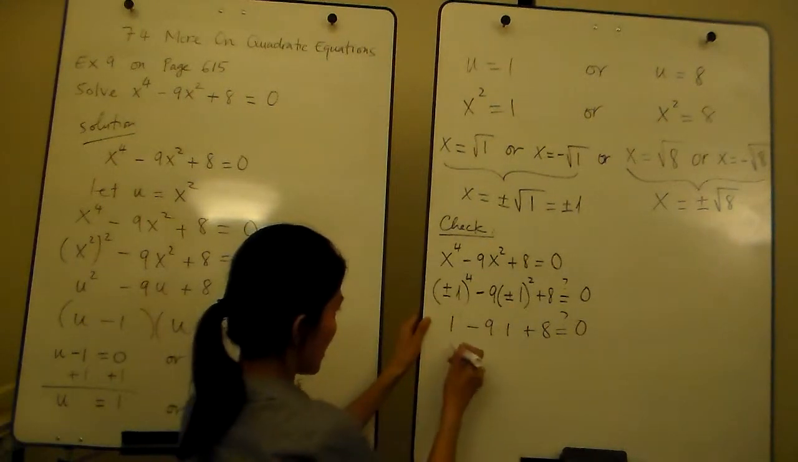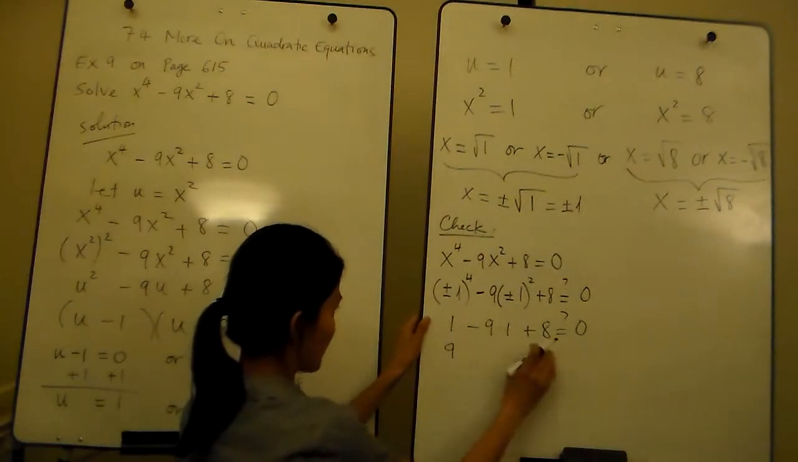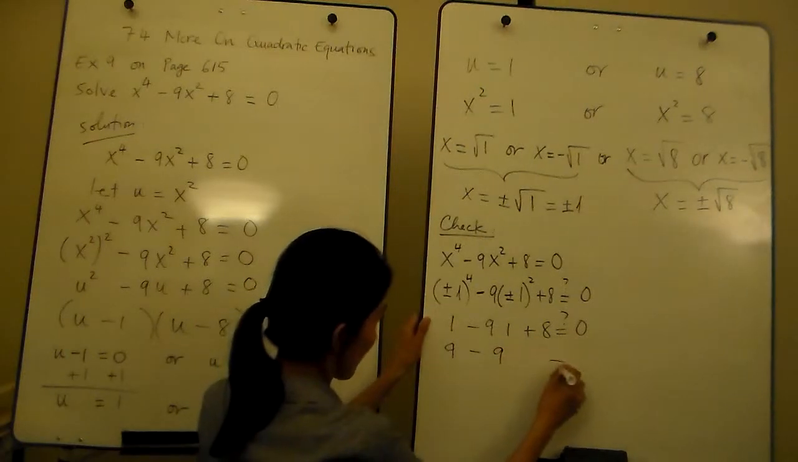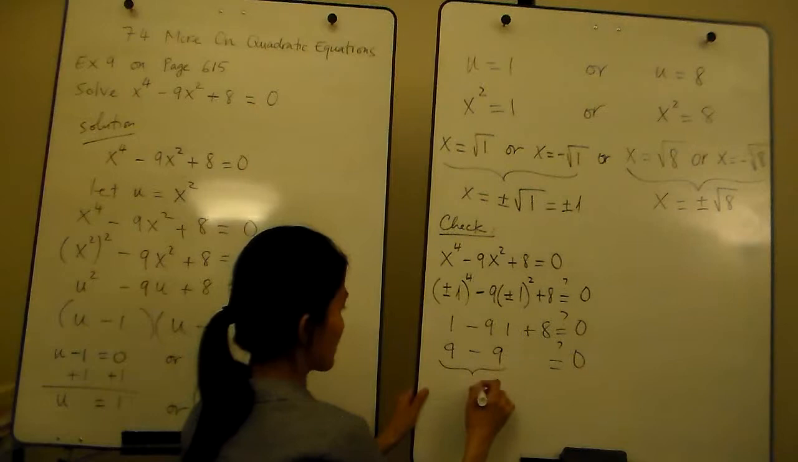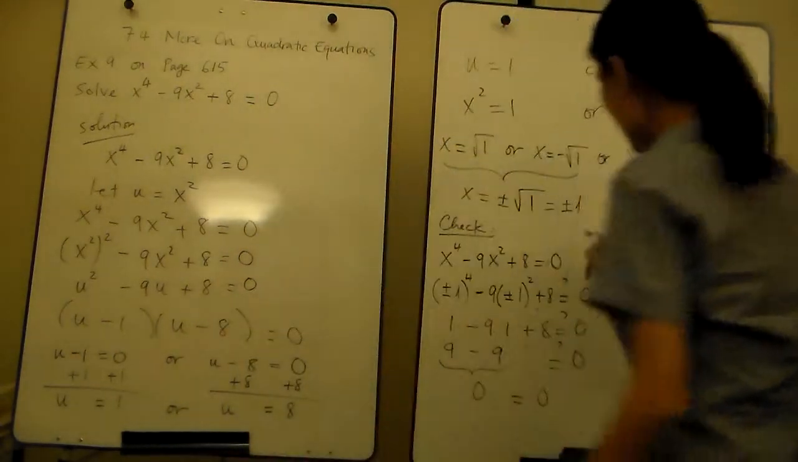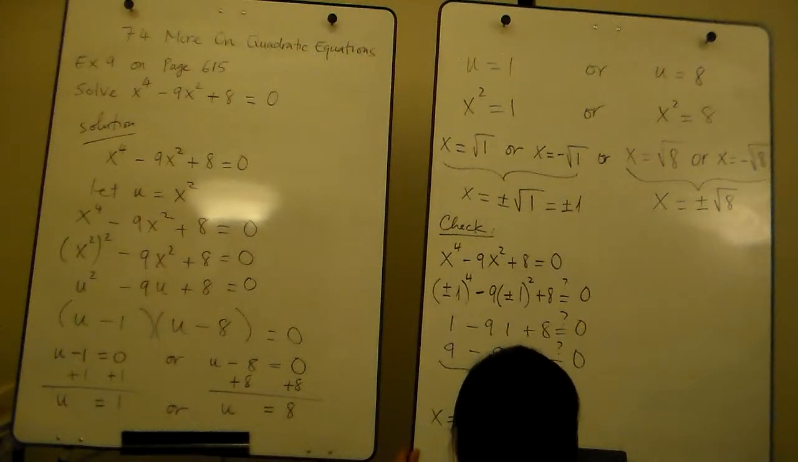Now simplify. 1 plus 8 is 9. Minus 9 times 1 is 9. Now simplify further: 9 minus 9 is 0, and 0 is equal to 0. So this is true. That means x equal to plus or minus 1 are solutions.